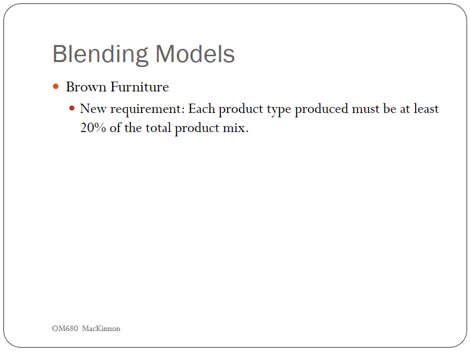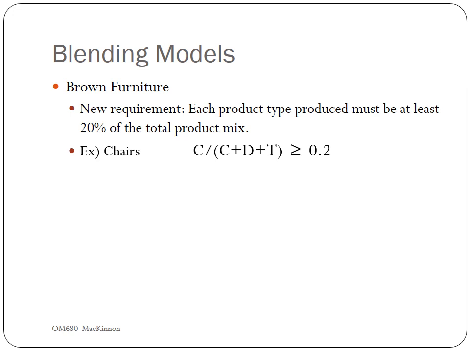Now we want to add a different type of requirement. This might come from marketing or somebody higher up. And the new requirement is that each product type produced must be at least 20% of the total product mix. So what does that mean? For example, for chairs, C over the total, C plus D plus T, has got to be greater than or equal to 0.2. So that's an easy enough constraint to understand. The percentage of chairs has got to be greater than or equal to 20%.